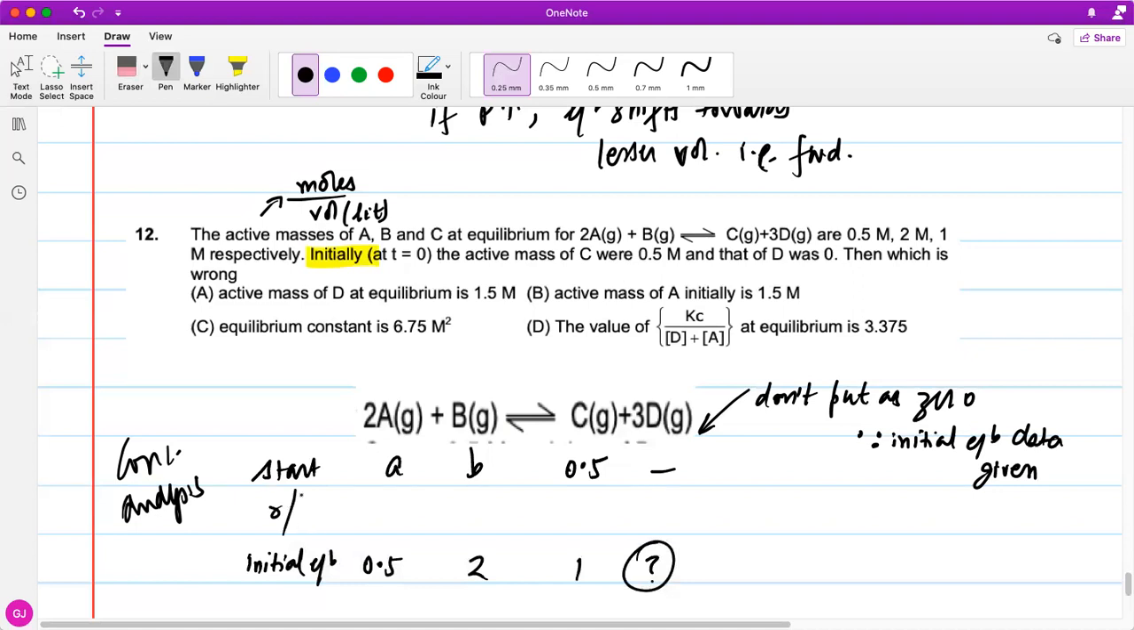Now, something must have reacted and produced. Since D was not there, definitely the reaction will go in the forward direction. So say minus 2x, minus x, plus x and x.